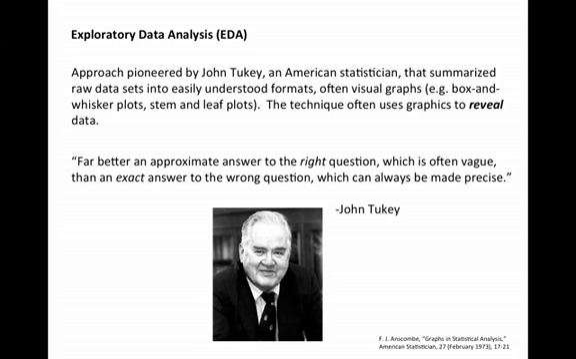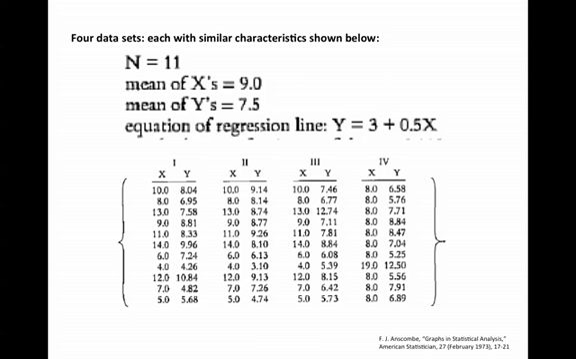But how do we use the data to ask the right questions? Well, here's a really cool example. Here are 4 data sets, each with similar characteristics shown below. Each of these 4 different data sets has the same number of x and y values. The mean of all of the x's is 9 for all of the data sets. The mean of the y's is 7.5 for all the data sets. And the best fit line, or the equation of the regression line, is the same for all of these data sets.